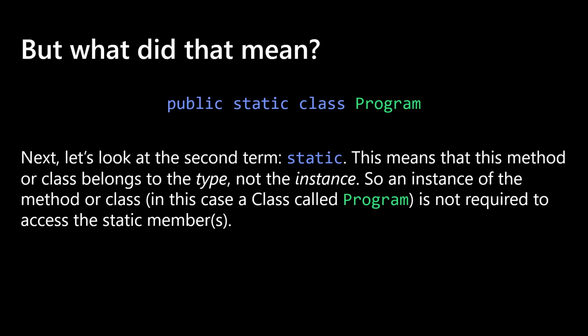Next, let's look at the second term, static. This means that this method or class belongs to the type, not the instance. So an instance of the method or class, in this case a class called Program, is not required to access the static members.